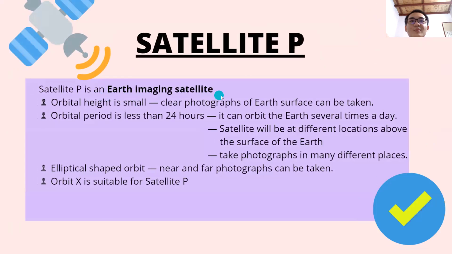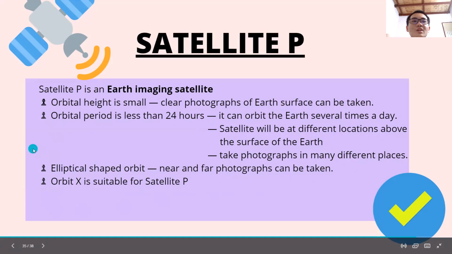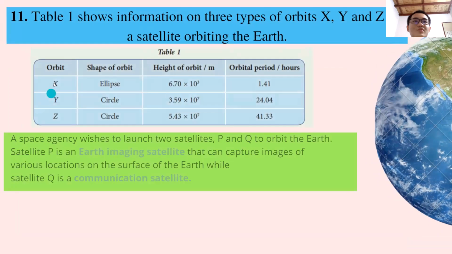This satellite P is an Earth imaging satellite. First, orbital height is small, so clear photographs of Earth's surface can be taken. Orbital period is less than 24 hours, so it can orbit the Earth several times a day. Satellite will be at different locations above the surface of the Earth and take photographs in many different places. Elliptical shape orbit, so near and far photographs can be taken. So orbit X is suitable for satellite P. Orbit X.